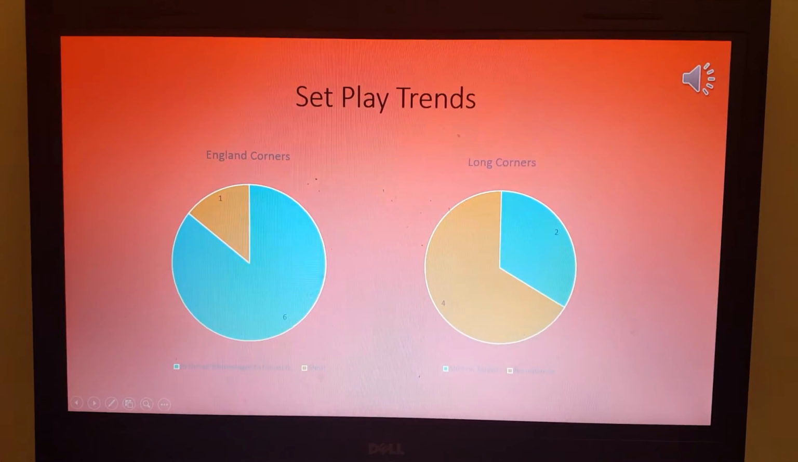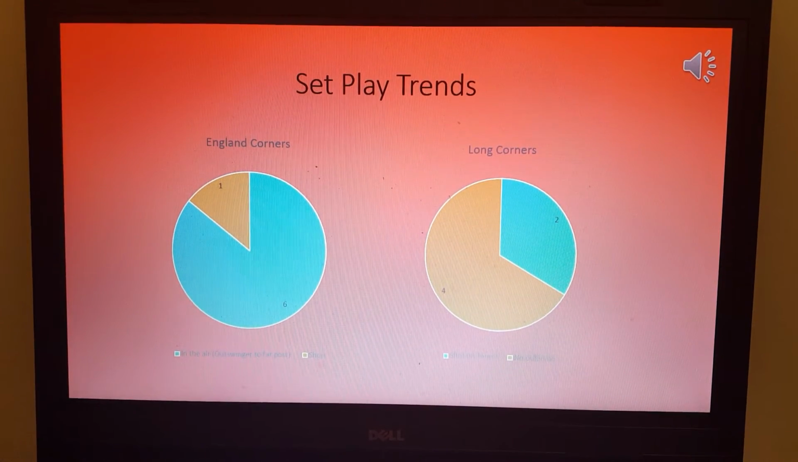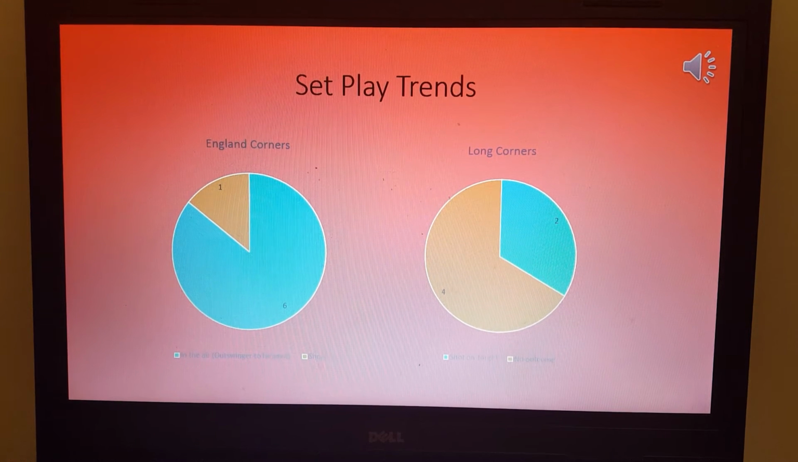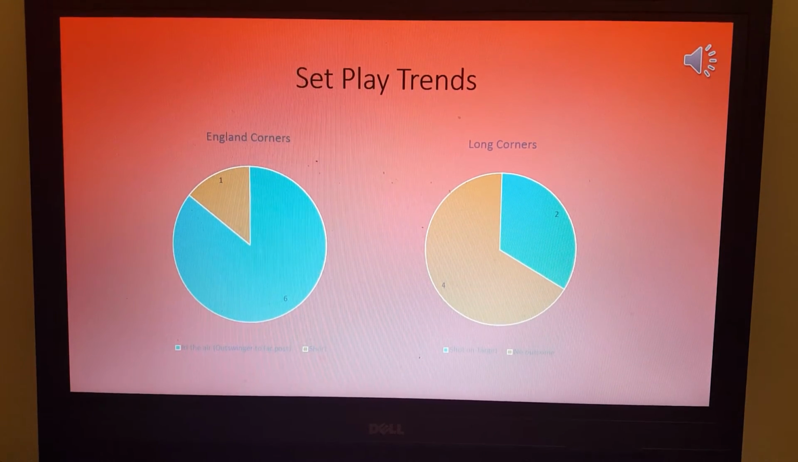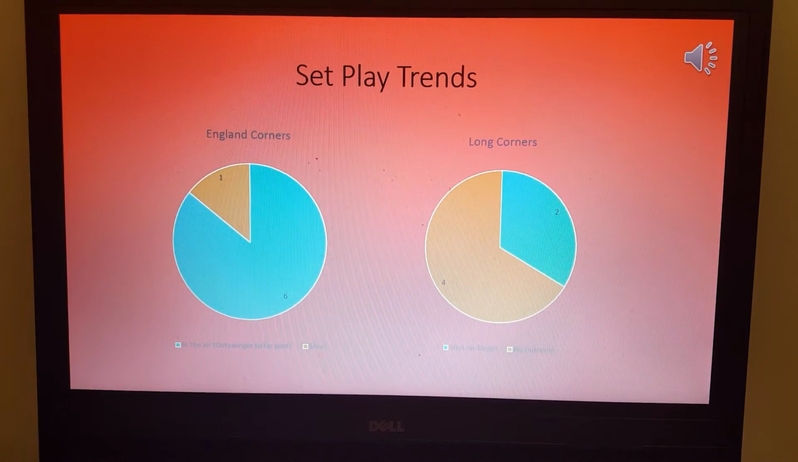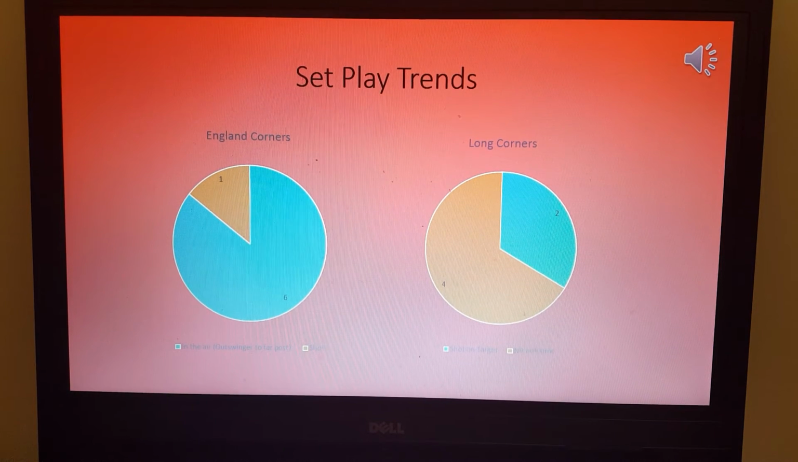Now here we've got an analysis of set plays, specifically corners. As you can see from this graph on the left, England got 7 corners during the course of the game, 6 of which were played in the air as an outswinger to the far post, and 1 of which was played short.